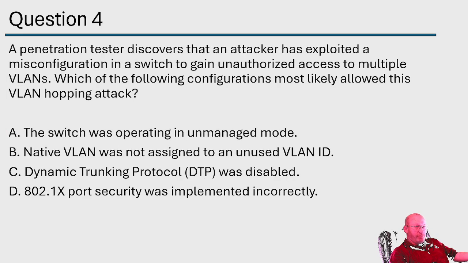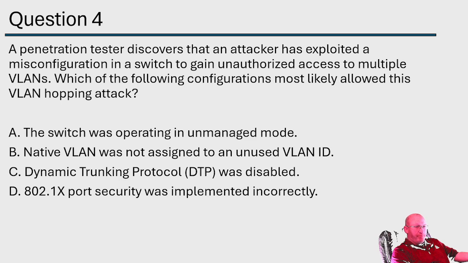All right, question number 4. A penetration tester discovers that an attacker has exploited a misconfiguration in a switch to gain unauthorized access to multiple VLANs. Which of the following configurations most likely allowed this VLAN hopping attack? What do you think on this one? As always, you can pause the video.